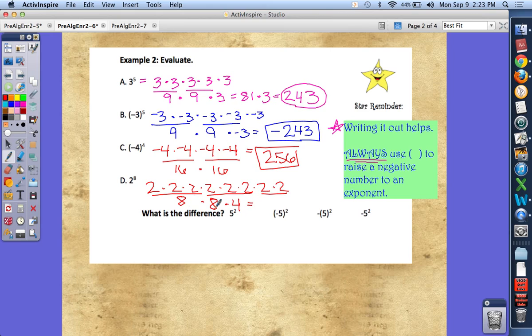What do you get here? 8 times 8 is 64. What's 64 times 4? 256 again. Okay, so hopefully you checked those out. You got them all right. I do want you to look at the bottom here.